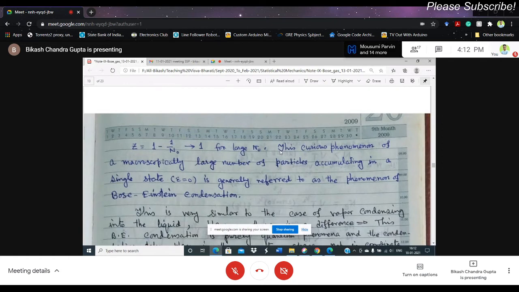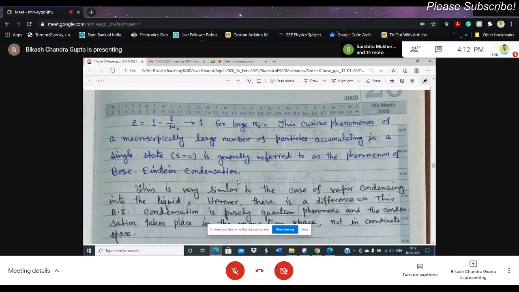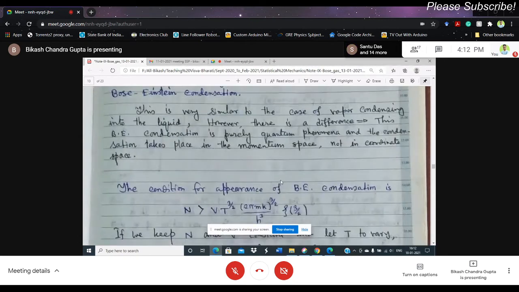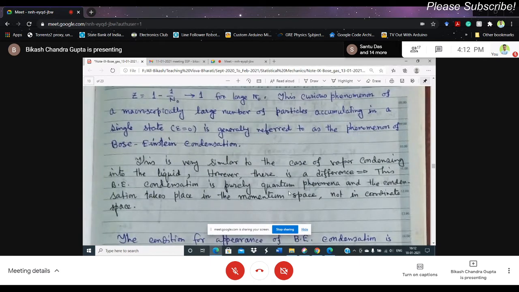So this curious phenomenon of a macroscopically large number of particles accumulating in a single state, the ground state, is generally referred to as, as I said, Bose-Einstein condensation. This is very similar to vapor condensing into liquid, but there is a difference. In this case, it is the accumulation of particles in a particular energy state.